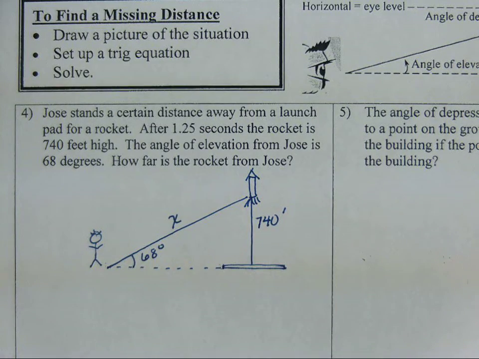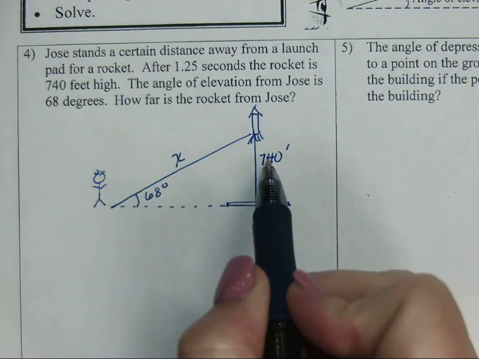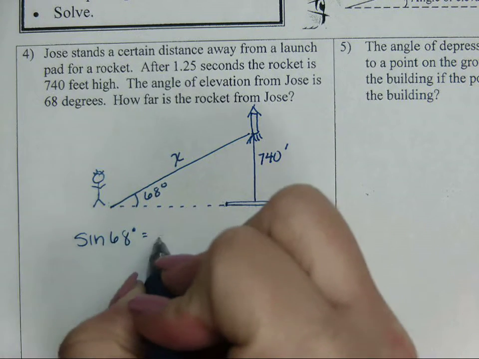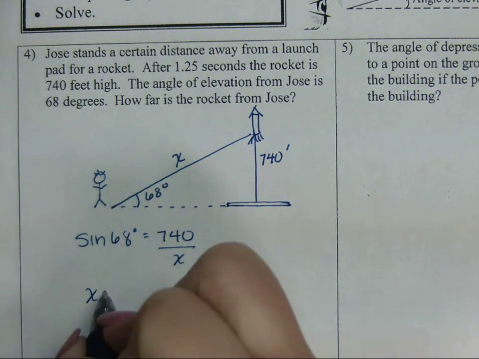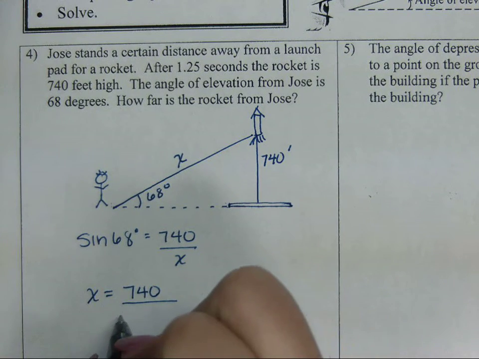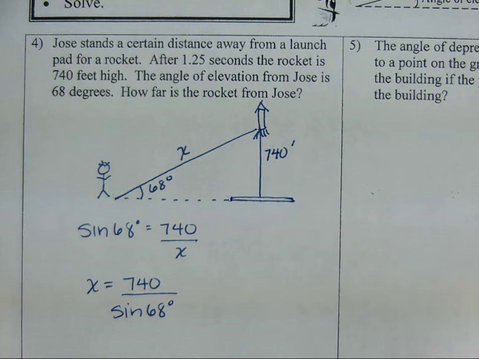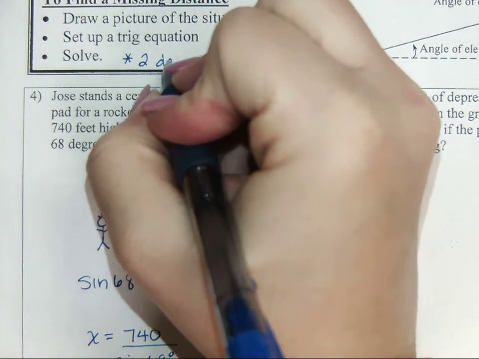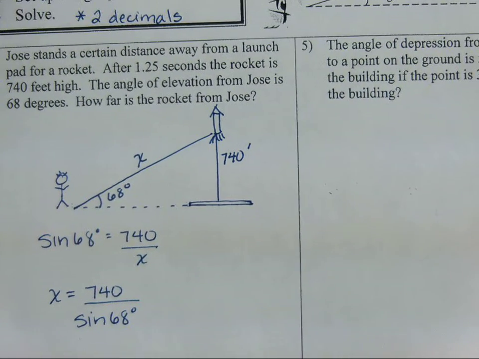Now once you set it up and label all your sides, you need to figure out which trig function you're going to use. I have an opposite and a hypotenuse. So I'm going to say the sine of 68 degrees is my opposite over hypotenuse, which means that to find x, I need to cross multiply. And then I'm going to put this in my calculator. Again, for this case, we're going to round everything to 2 decimals. And so I'll put that up here where it says solve. And so unless it tells you otherwise, let's just go with 2 decimals. Sometimes other directions will say more, but we'll use that for now.